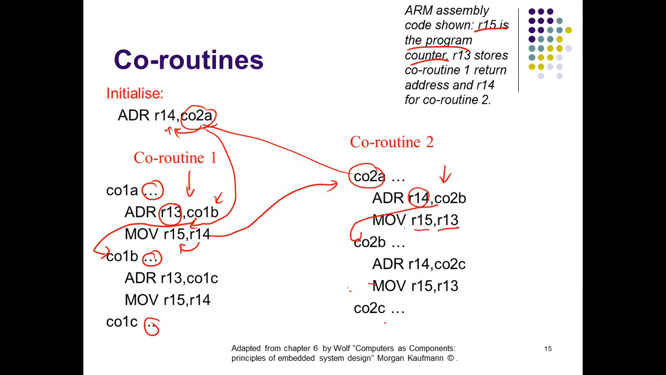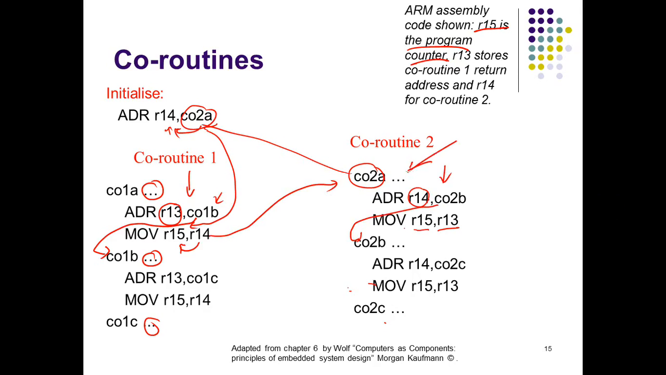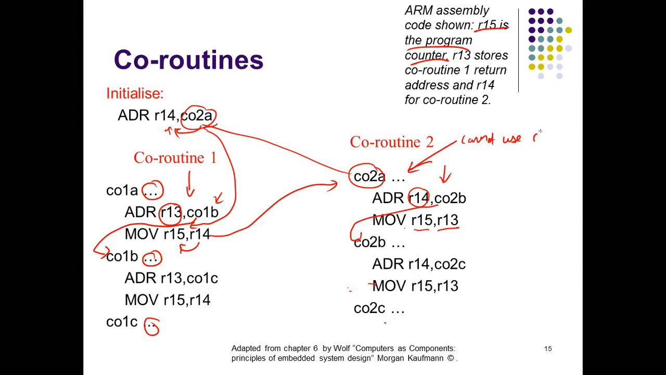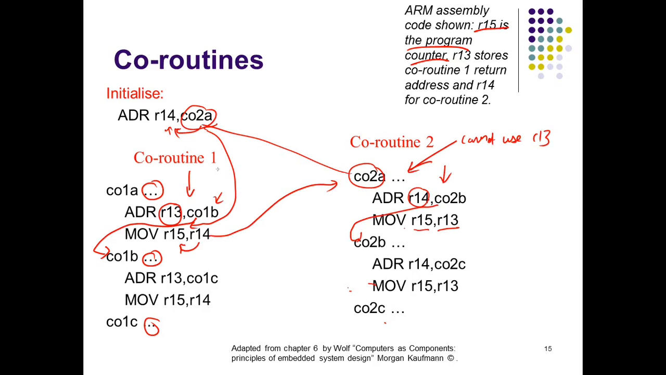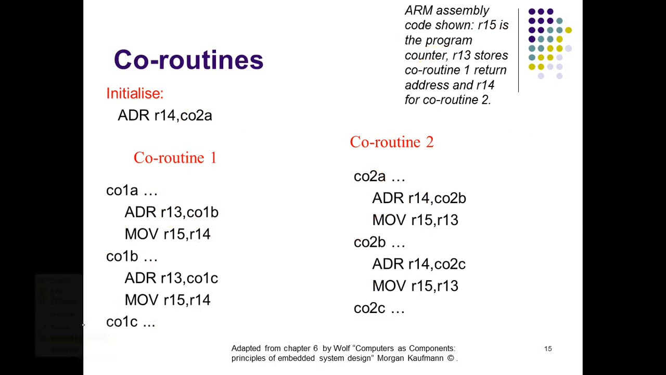Now, of course, having looked at this, you know that in this code, you cannot use R13, basically. And similarly, in coroutine 1, you can't use R14. But yeah, so this is a simple way of controlling the execution. So run through coroutine 1, shift across to coroutine 2, run through coroutine 2, go back, continue, and so on and so forth, and you'll get to the end.